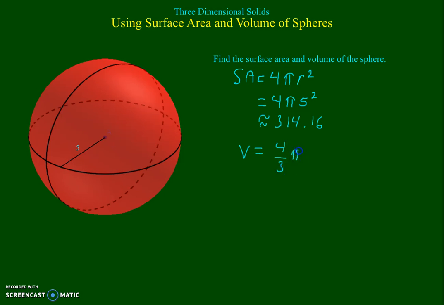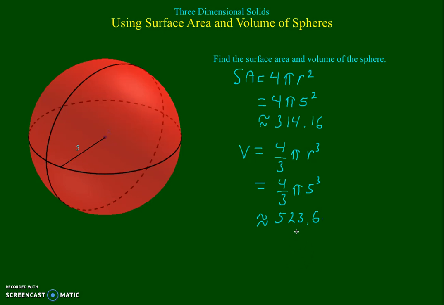Now let's switch over to volume, and volume is 4/3 pi r cubed, which gives us 4/3 pi 5 cubed, which is approximately 523.6.